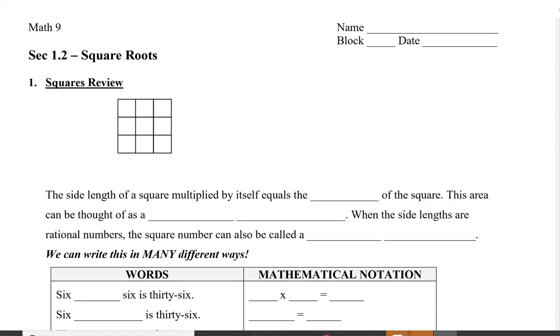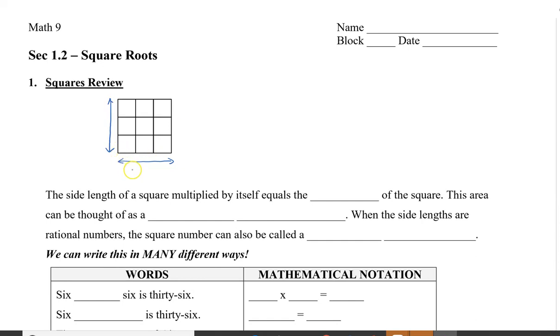In this lesson, we're going to review squares and square roots. Now, you probably know a square from even back in elementary school that it is a shape with the sides equal. So we can say that this side length is equal to this side length, and that's what makes it a square.